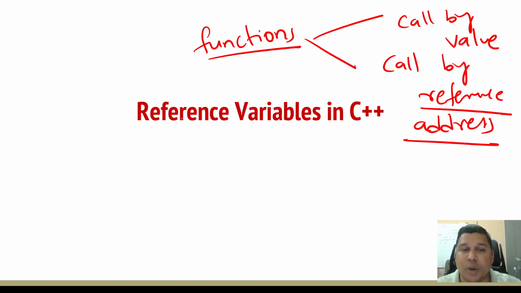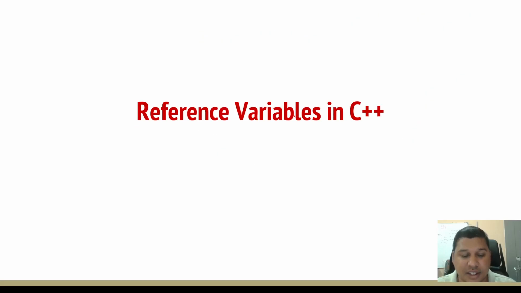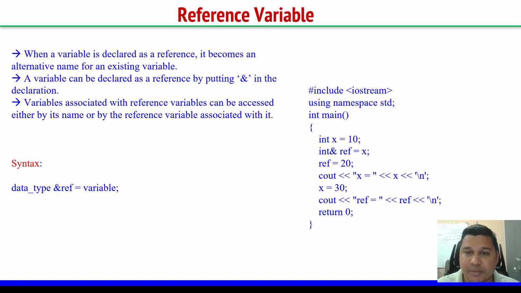It means when you are passing a variable, if you are using call by value scheme, you are passing the value directly. If you are using call by reference scheme, then you are passing the address, right? So that variable we called as reference variable. When you are passing the address, we call it as a reference variable. It is slightly different from what we have seen. Let us try to see what is this reference variable.